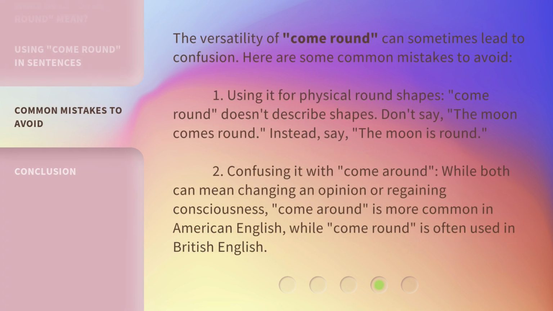The versatility of come round can sometimes lead to confusion. Here are some common mistakes to avoid. 1. Using it for physical round shapes. Come round doesn't describe shapes. Don't say, the moon comes round. Instead, say, the moon is round.